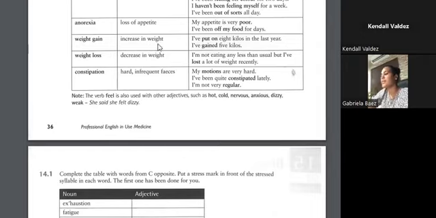Weight gain, increasing weight. I've put on 8 kilos in the last year. I've gained 5 kilos. Weight loss, decrease in weight. I'm not eating any less than usual, but I've lost a lot of weight recently. Constipation, hard, infrequent passing of stool. My motions are very hard. I've been quite constipated lately. I'm not very regular. Note: the verb feel is also used with other adjectives such as hot, cold, nervous, anxious, dizzy, weak. She said she felt dizzy.